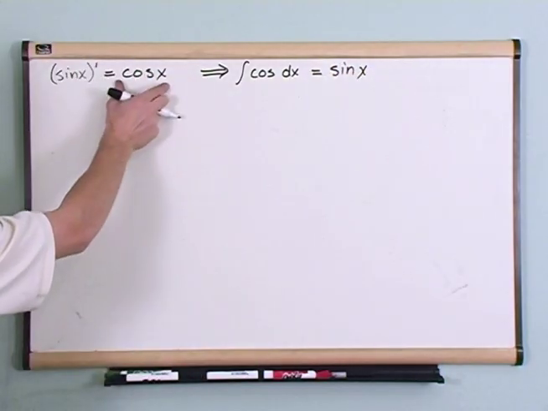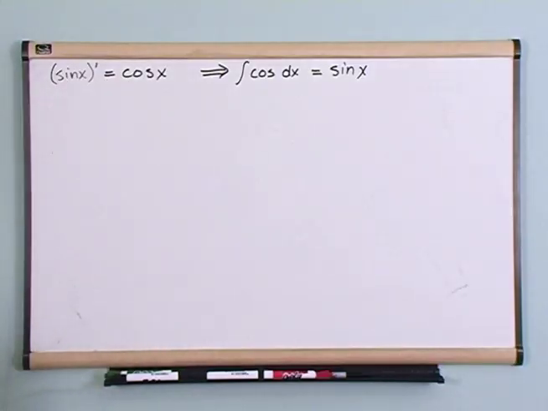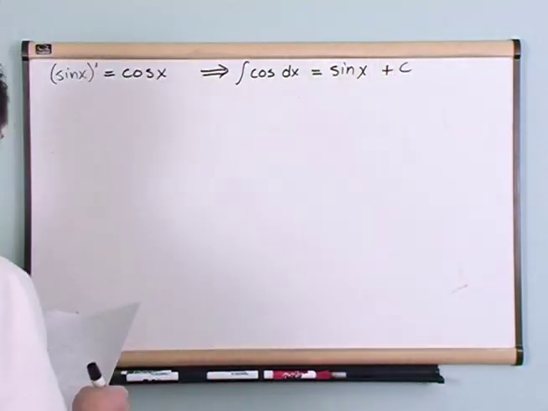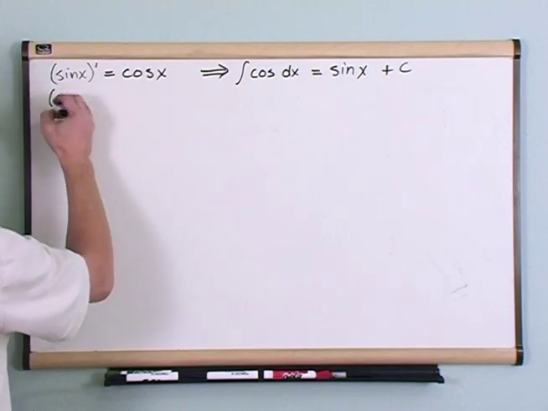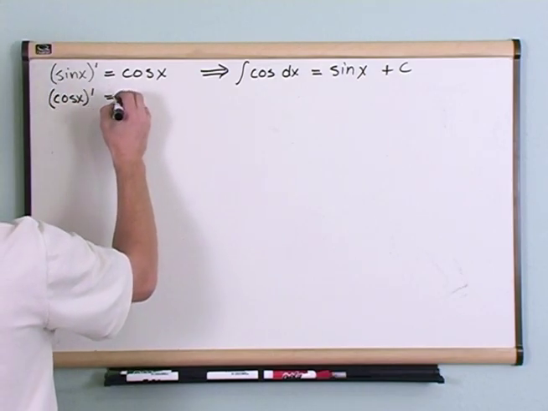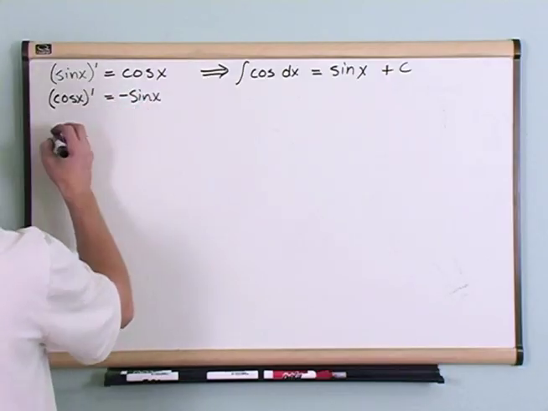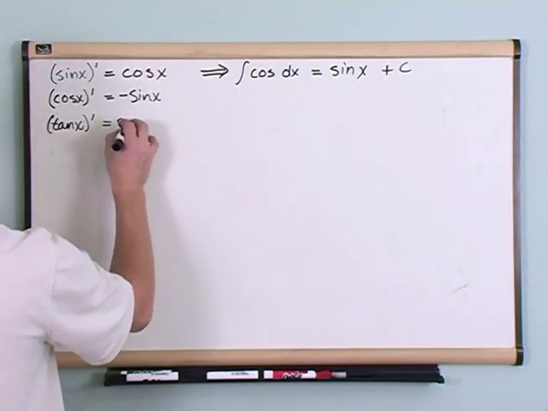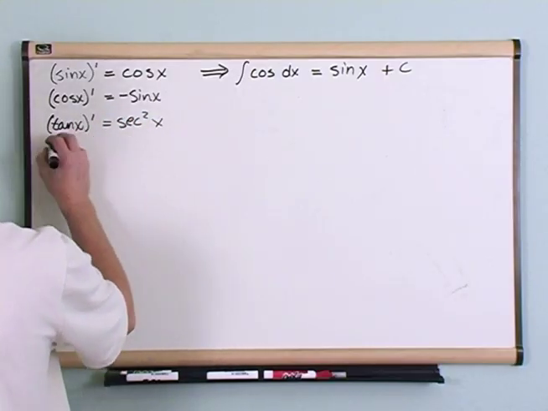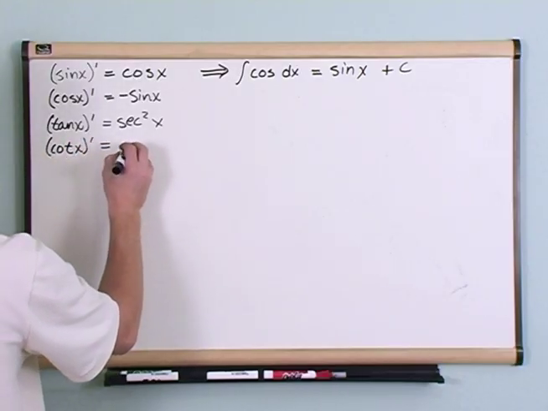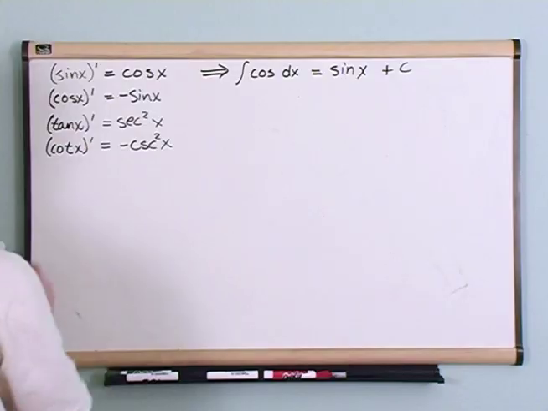Because I take the integral of this, I should get back this, right? And then you always have your plus constant out over here. So I'm going to go ahead and write down basically all of these. Cosine of x, you take the derivative, you get negative sine of x. And if you remember back, the derivative of tangent is secant squared of x. The derivative of cotangent is equal to negative cosecant squared of x.